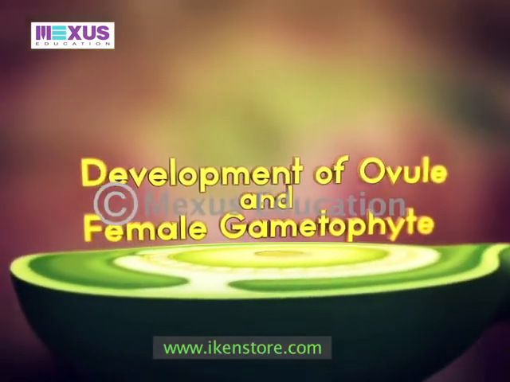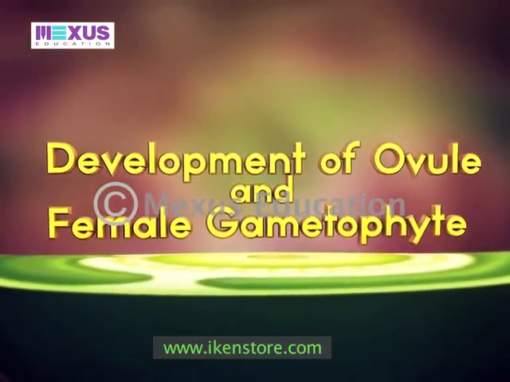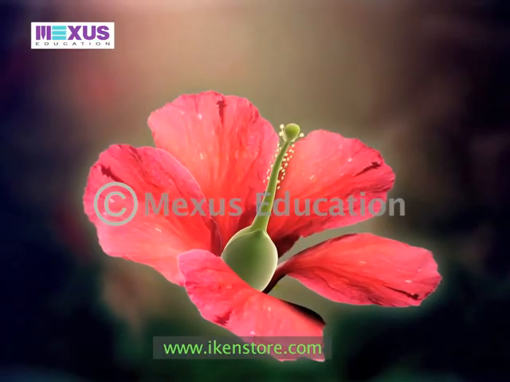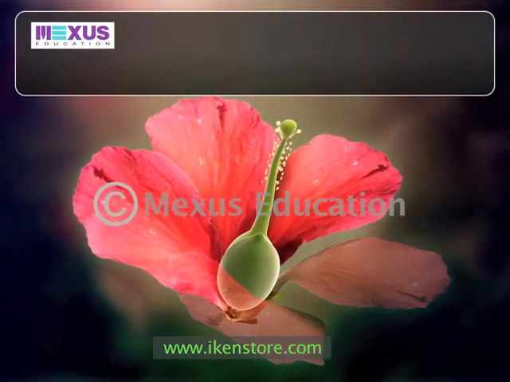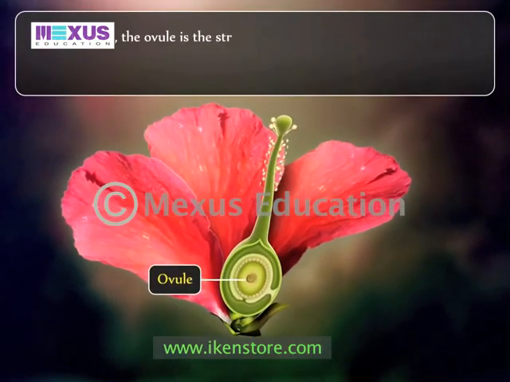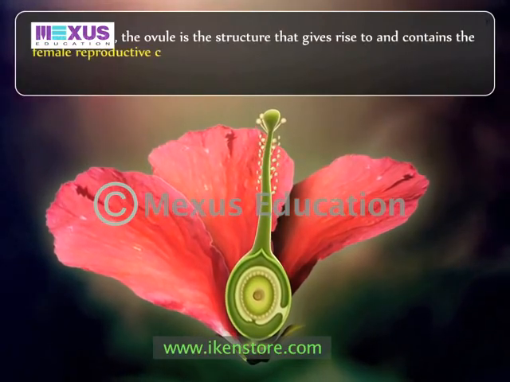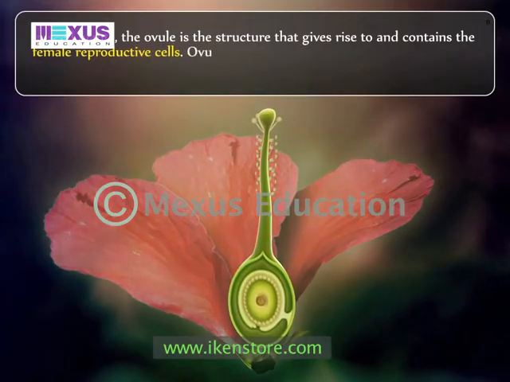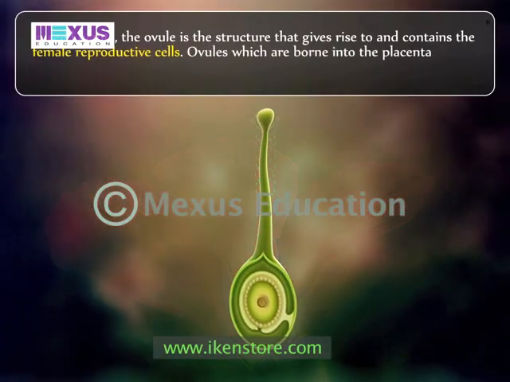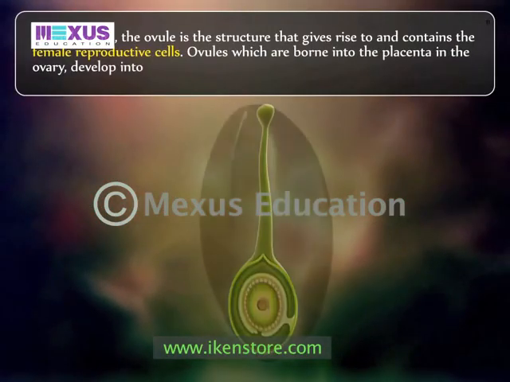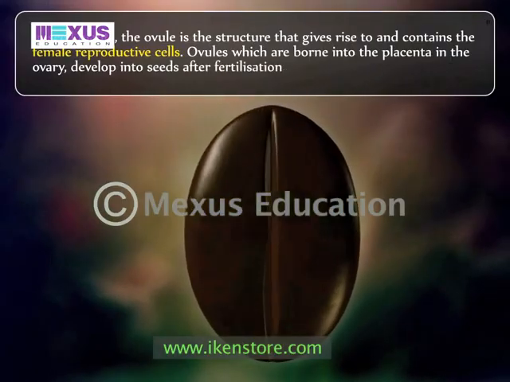Development of ovule and female gametophyte. Ovule means small egg. In seed plants, the ovule is a structure that gives rise to and contains the female reproductive cells. Ovules, which are born into placenta in the ovary, develop into seeds after fertilization.